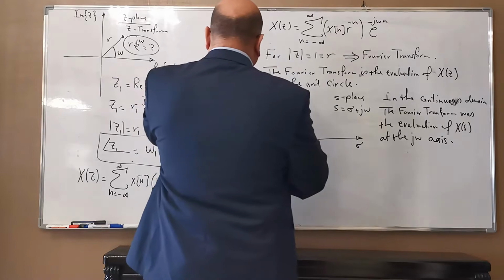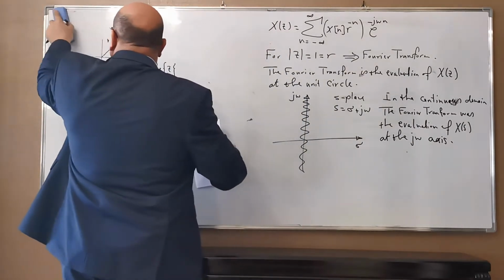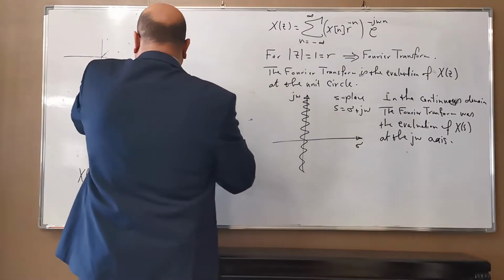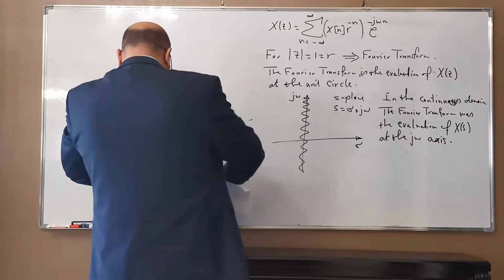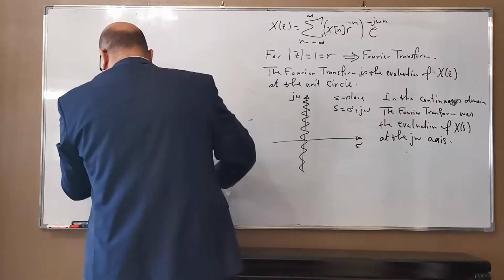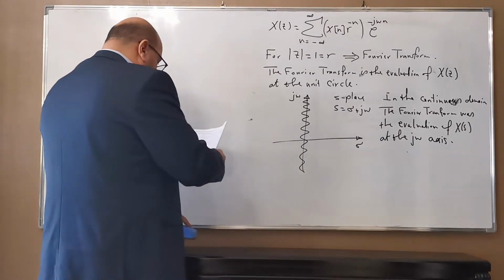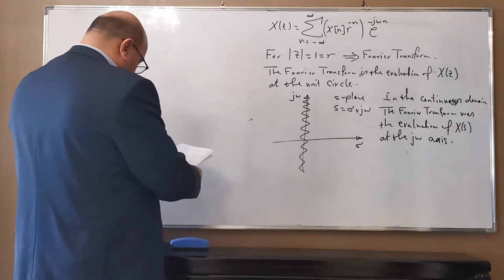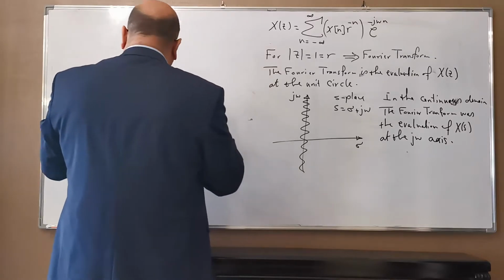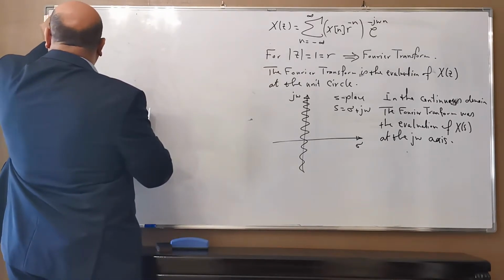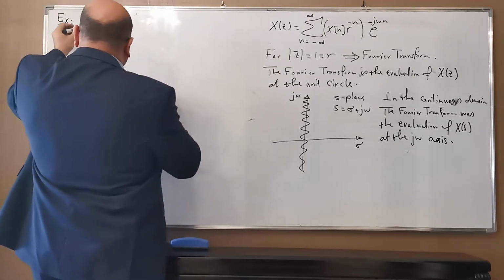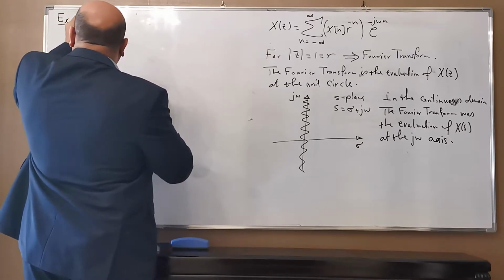Okay, let's see what will happen. We'll do some examples, look at them, and get some results that we are looking for the Z transform. I'm going to take, first of all, the following sequence. Let me take a sequence that is a right-sided sequence.